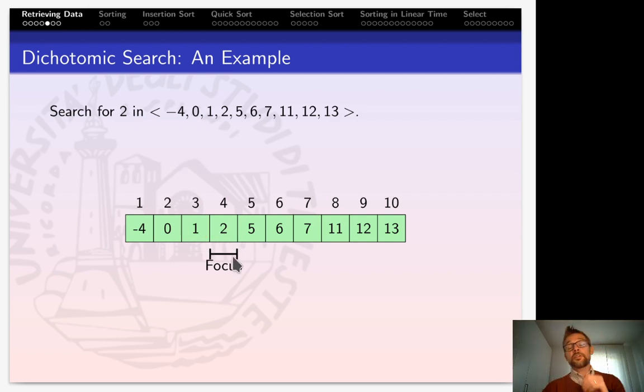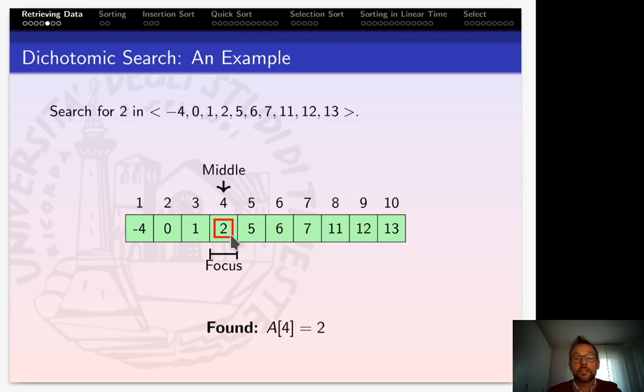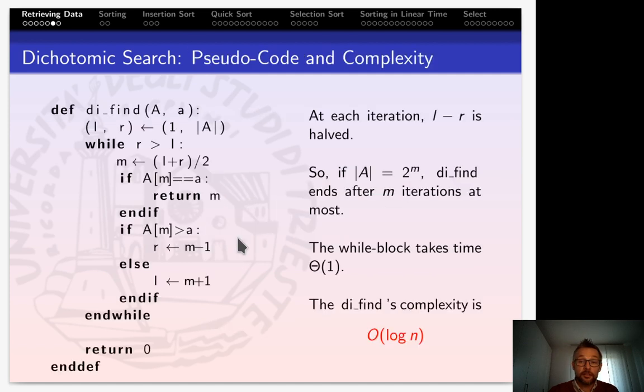But again, I have not completed my task because at the moment I haven't found the 2. So to find 2, again I have to compute the middle element of this focus, which of course is 4 because I'm dealing with just one element, and this is the middle element, and finally I discover that 2 is in position 4. So these are the steps I need to perform to find 2 by using a dichotomic search in an array.